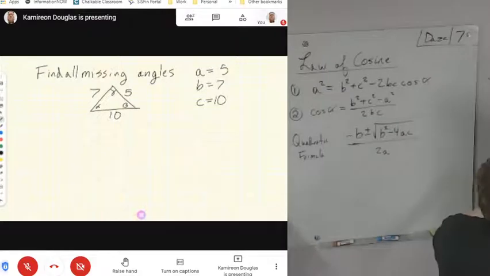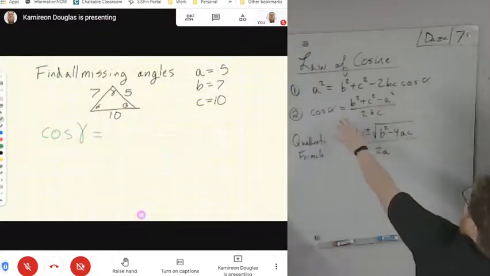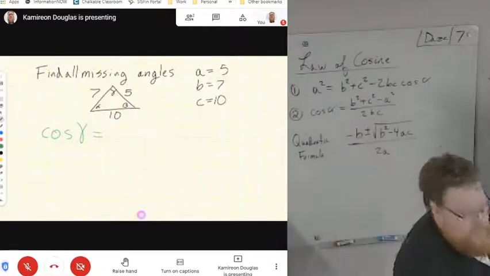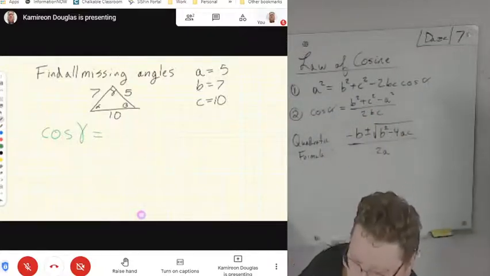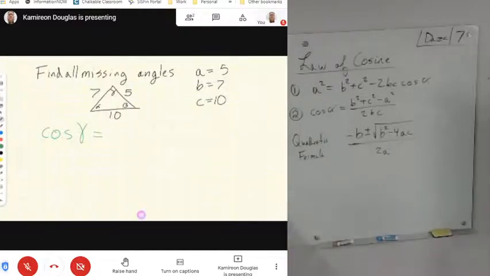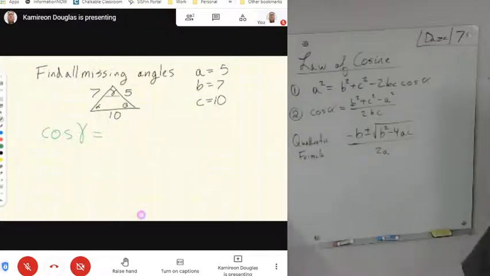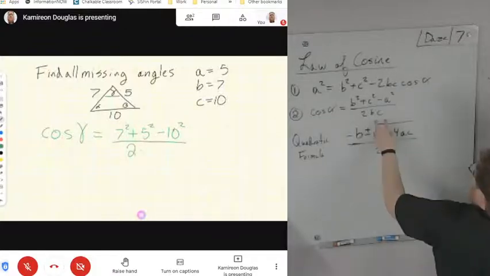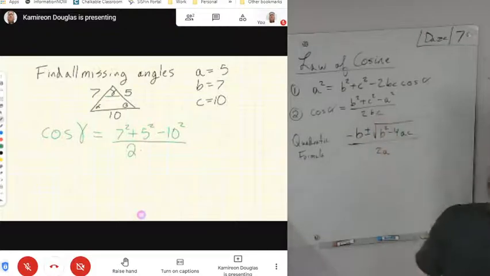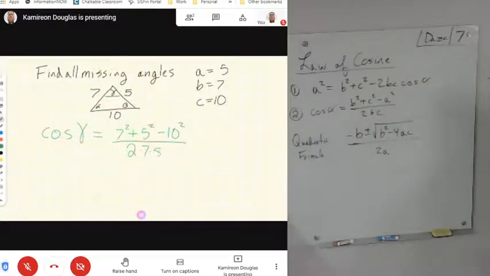To solve for gamma, my recommendation is to remember how these pieces all fit together. In this case, the 2 numbers being added are the 2 that are adjacent to gamma, that make gamma form. The one that is being subtracted is the one that is opposite of gamma. In my picture, gamma is right here. So the 2 that are going to be added are the 7 squared and the 5 squared. The one being subtracted is the 10 squared. On bottom, we have 2 times, and again, the 2 that were next to it end up on the bottom, so 7 and 5.